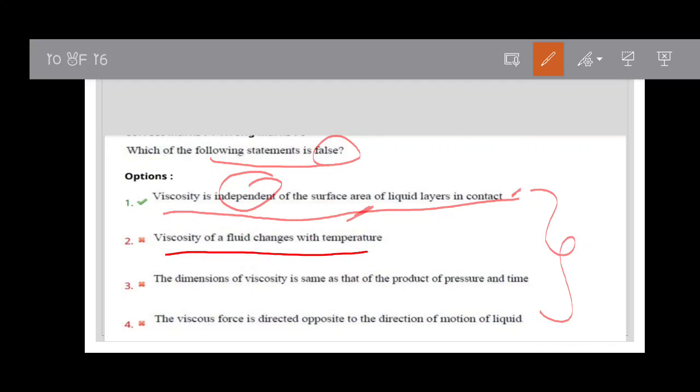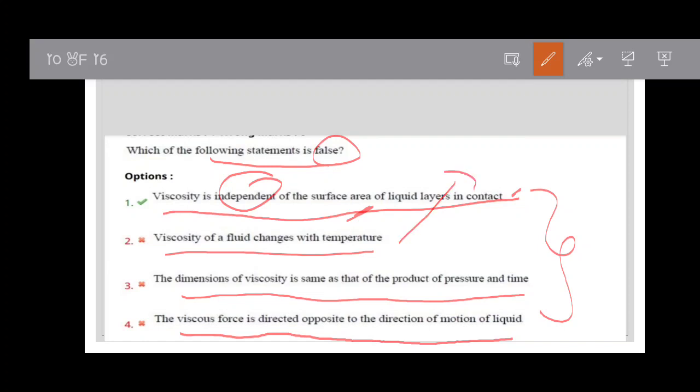Option B, viscosity of a fluid changes with temperature. Option C, the dimensions of viscosity is same as that of product of pressure and time. Option D, the viscous force is directed opposite to the direction of motion of liquid. Here, let's see the second option. Viscosity of a fluid changes with temperature. When the temperature of a substance, liquid, gas or solid increases, its viscosity changes, but it does not remain constant. So this option is correct.